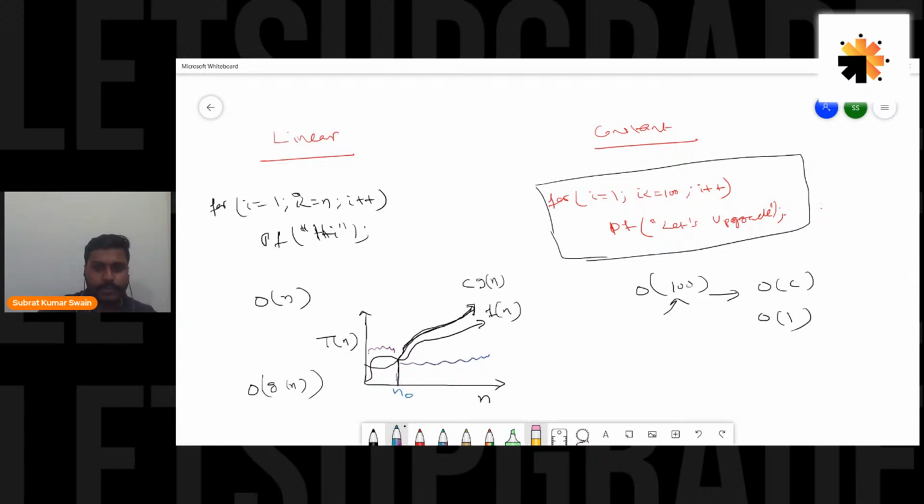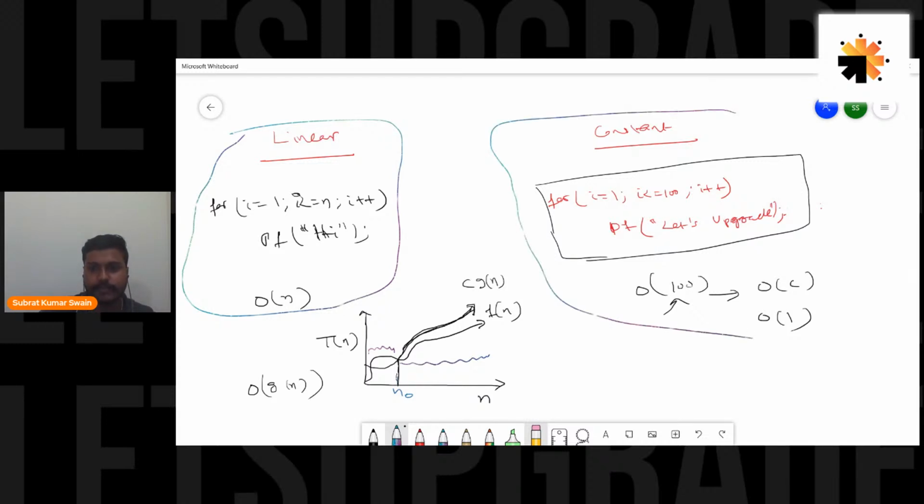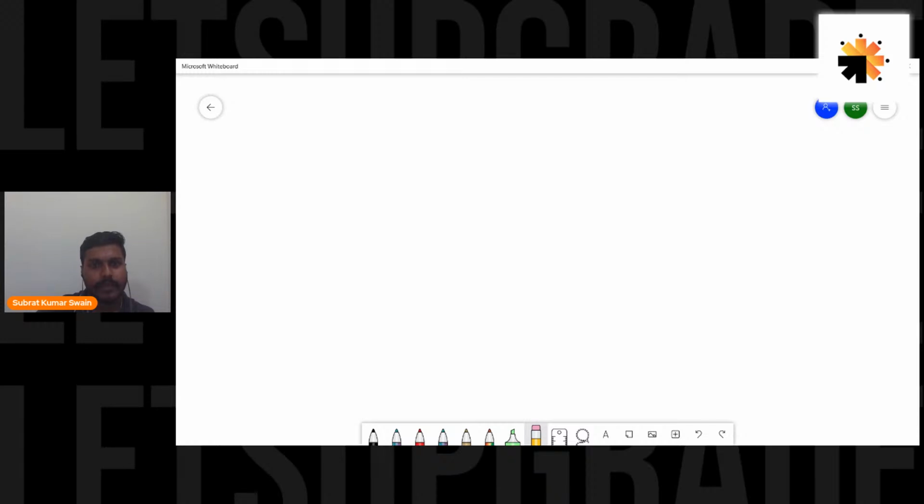Okay, fine. So let me clear this out. I hope this is clear, guys, about what linear time complexity and constant time complexity are. Both points are clear, right? Next, let's move on to one more type of complexity. I hope there's no doubt, guys. You can ask if you have any doubt.